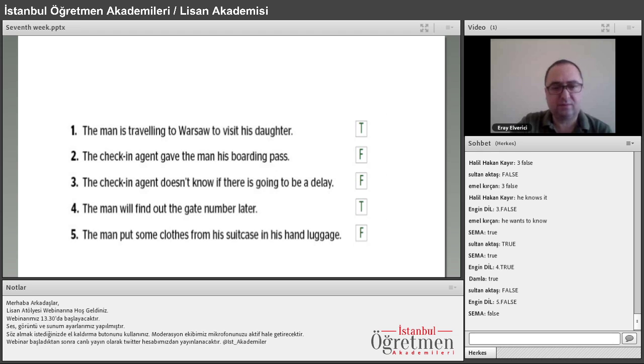Let's see the answers. The man is traveling to Warsaw to visit his daughter. True. The check-in agent gave the man his boarding pass. False. Vice versa. The man gave his boarding pass to the clerk, the check-in agent. The check-in agent doesn't know if there is going to be a delay. False. There is no information about this. The man will find out the gate number later. True. And the last one, the man put some clothes from his suitcase in his hand luggage. False. There's nothing like this.